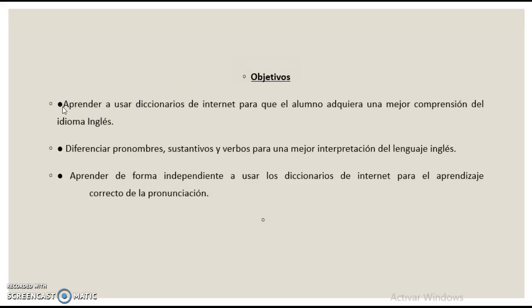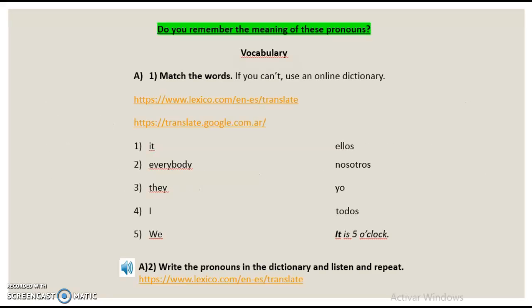Read the objectives of this activity booklet. Do you remember the meaning of these pronouns? Match the words. If you can't, use an online dictionary. Match the words in English with the words in Spanish. Then write the pronouns in the dictionary and listen and repeat to practice the correct pronunciation of the pronouns.